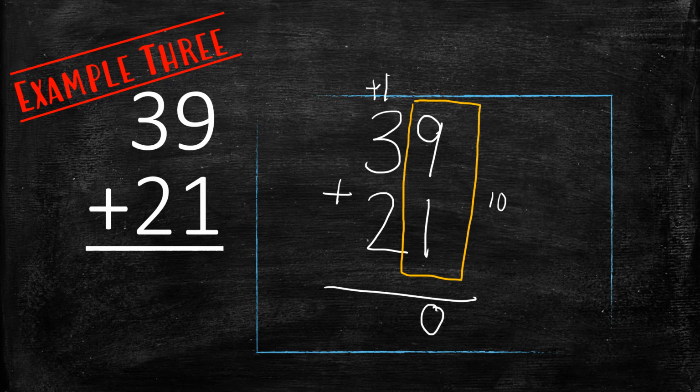So now I have three sets of numbers that I'm going to be adding together, which is 1 plus 3 plus 2. 1 plus 3 is 4. 4 plus 2 is 6. And now my final answer is 60.